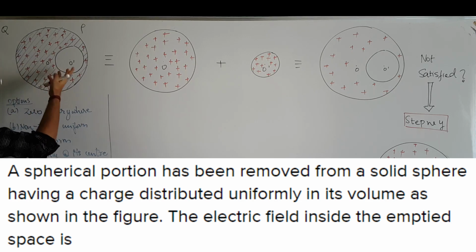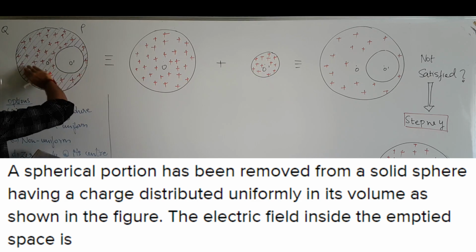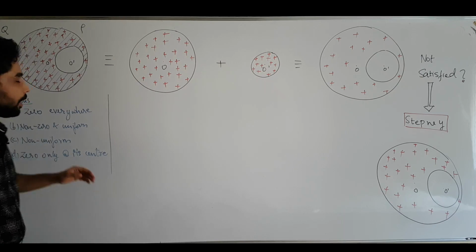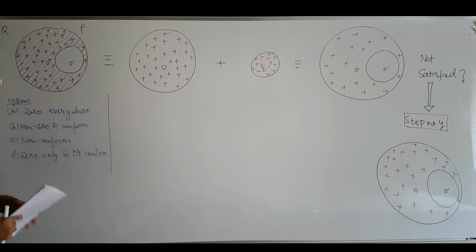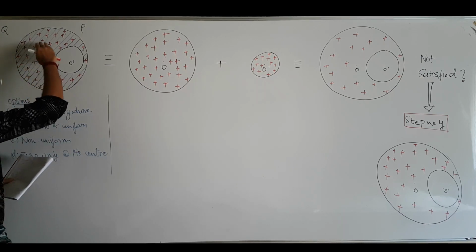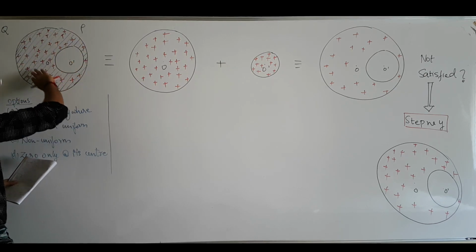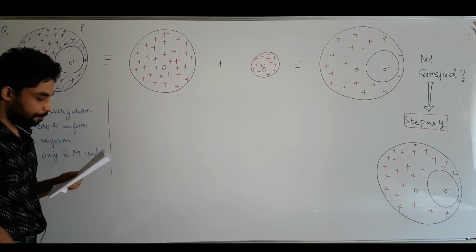So the charge, say suppose let's consider positive charge, is distributed uniformly all along the solid sphere, and by the looks of it you know that it is going to be a non-conductor. Why? Because if it was a conductor then all the charges would have come and resided on the surface, but here it is uniformly distributed.